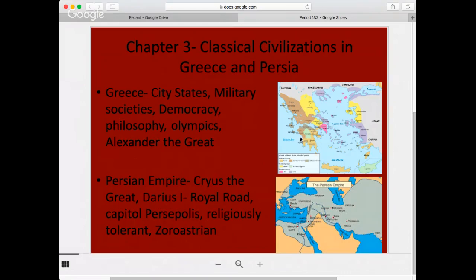Because of that, they had to have all those different city-states, because they're so separated. It would have been hard to have one major government because, let's say the king was here, he can't really communicate with these people over here on the island. So they have a bunch of these different city-states.